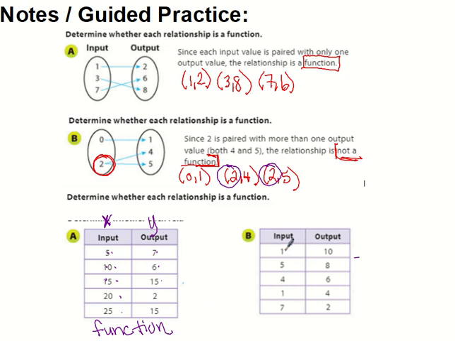So now if I look here, I have, again, my x's and my y's. I have (1, 10), (5, 8), (4, 6), (1, 4), (7, 2). Uh-oh, I have two x's that repeat, okay? This can't happen. My 1 goes to a 10 and it goes to a 4. That doesn't work. We would just call this a relation, not a function. Okay, this is just a relation. It's just a set of ordered pairs.